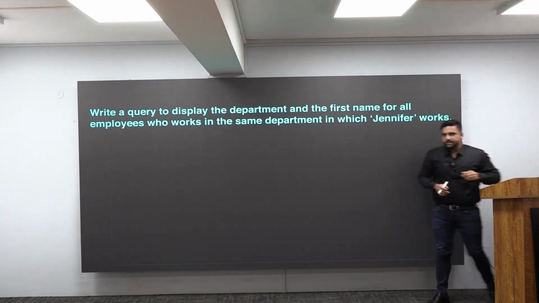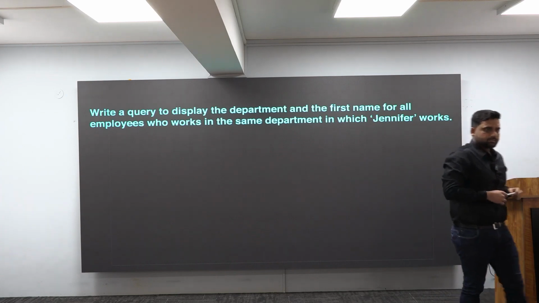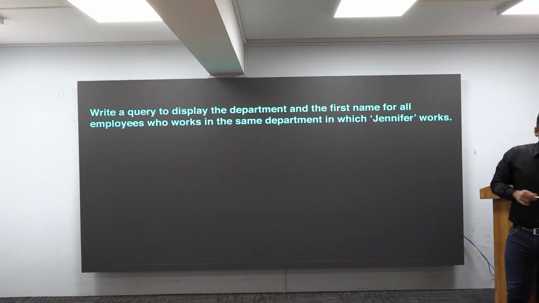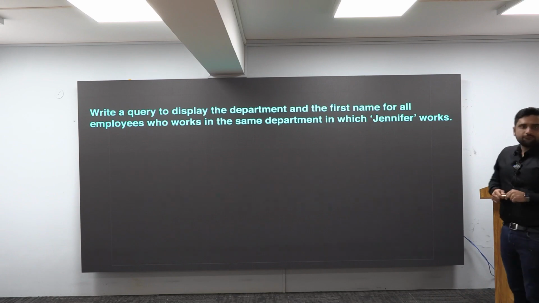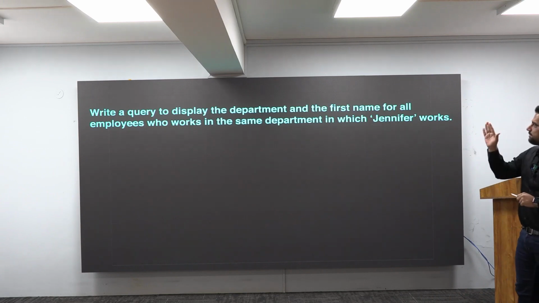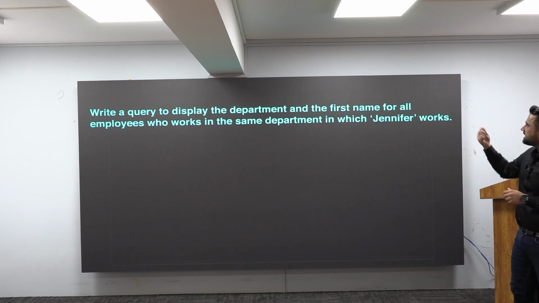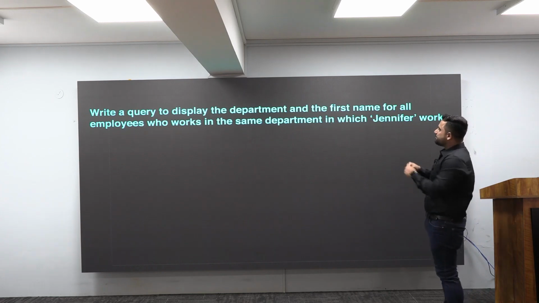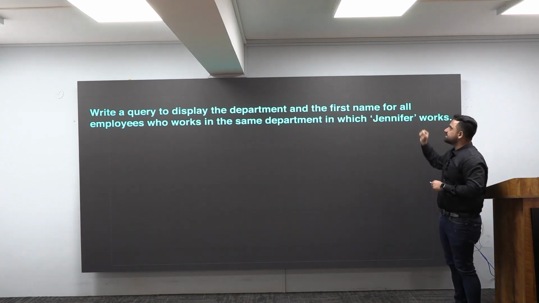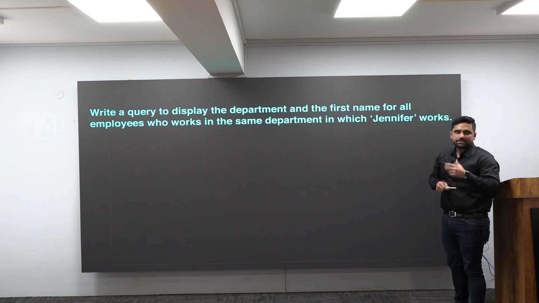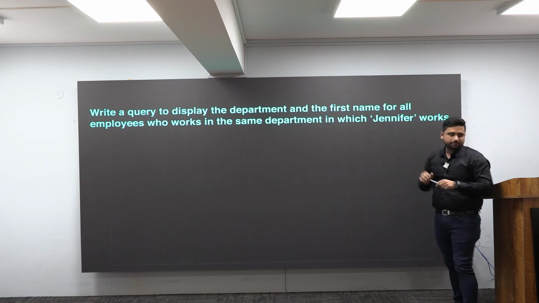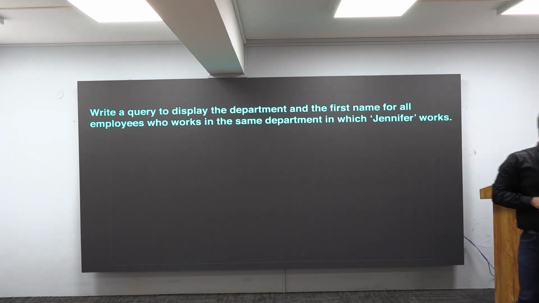Yes, what should be the query for this? Select. Please focus everyone. We have to write a query to display the department and the first name. It means we can display department ID, we can display first name, for all employees, from employee table only we have to display, who work in the same department in which Jennifer is working. So we have to display such employee information whose department ID will match with Jennifer's department ID. That information only we have to display.